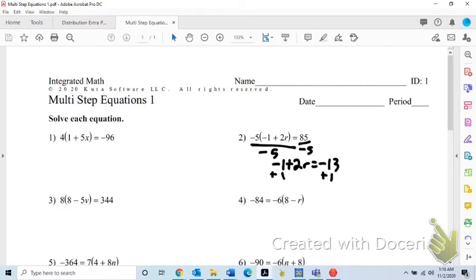We do it to one side, got to do it to the other. So negative 1 plus 1 is 0. And that gives us 2r equals negative 13 plus 1, or negative 12. 2r is 2 times r, so we divide both sides by 2. We get r equals negative 6.